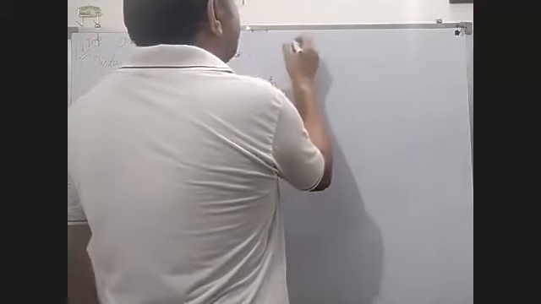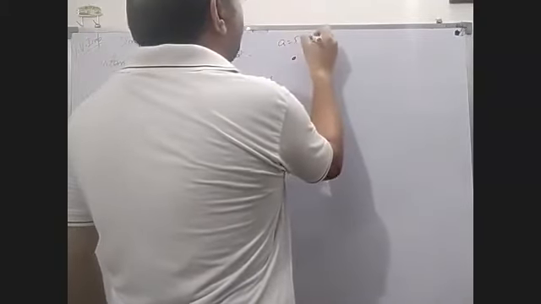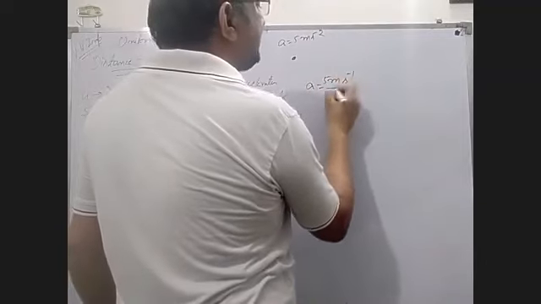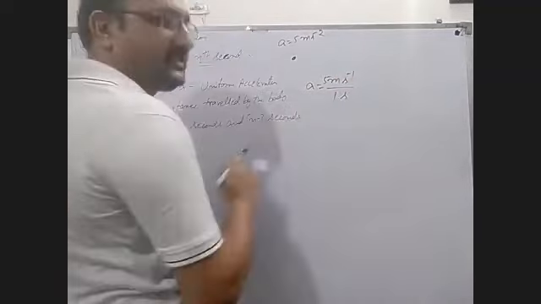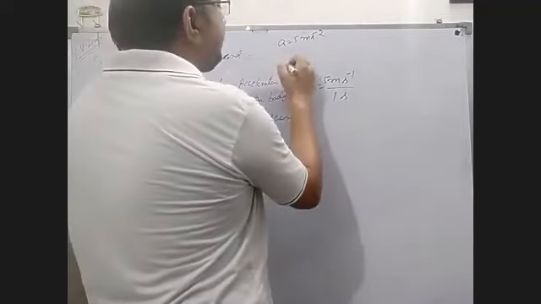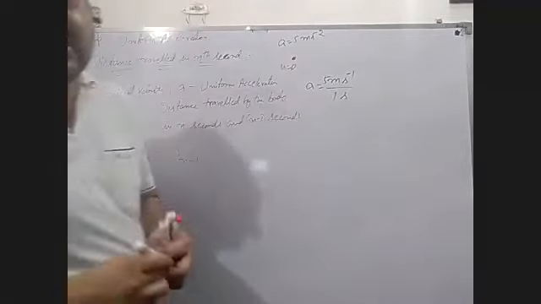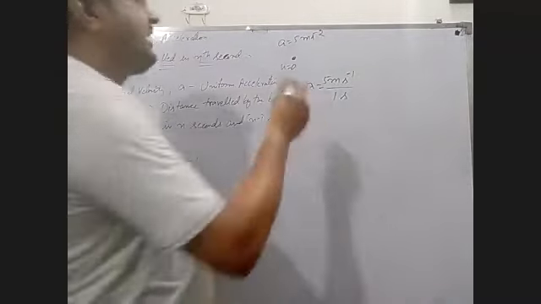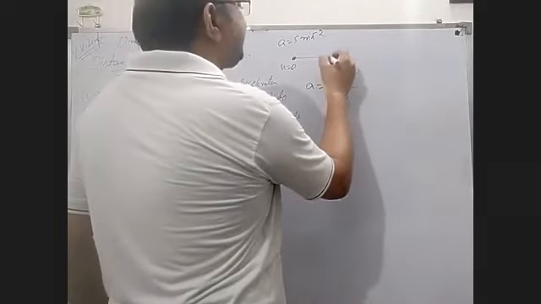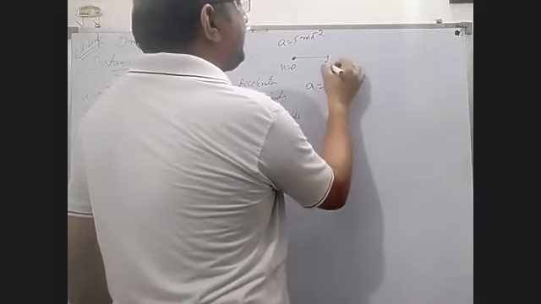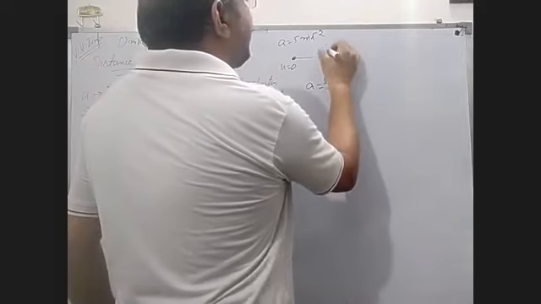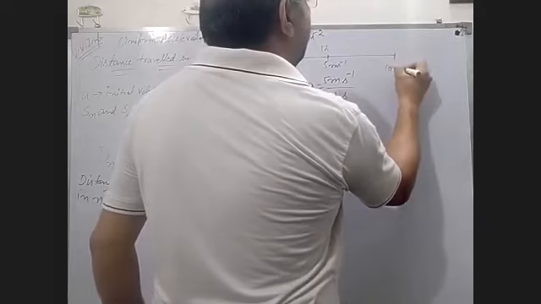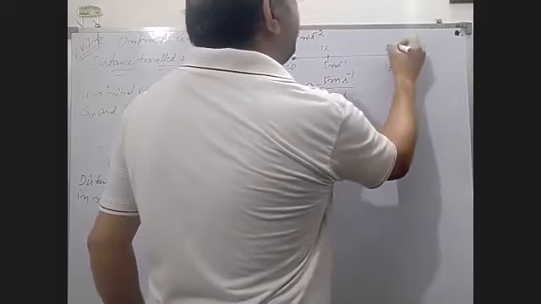Let us take an example: acceleration is 5 meter per second square. What does it mean? The velocity is changing by 5 meter per second in 1 second. This is the meaning of this value. Suppose initially it is at rest. After 1 second, its velocity will be 5 meter per second. After 2 seconds, what will be its velocity? 10 meter per second.